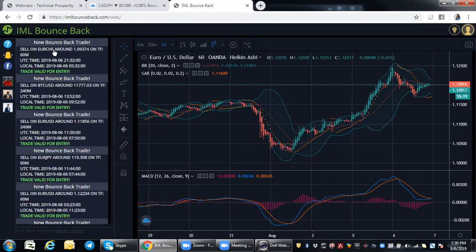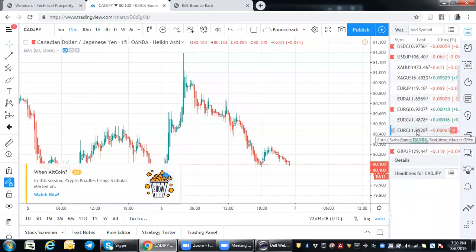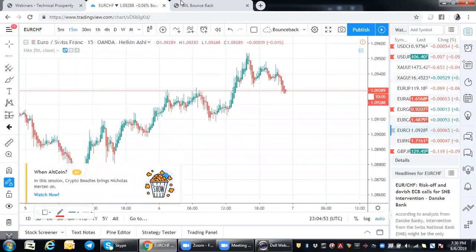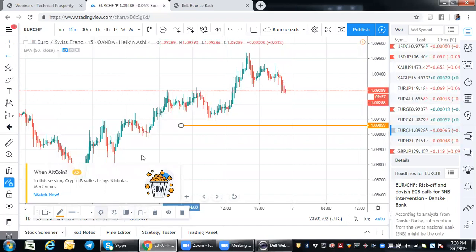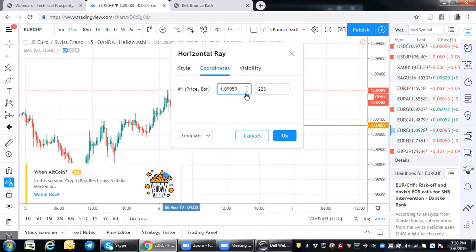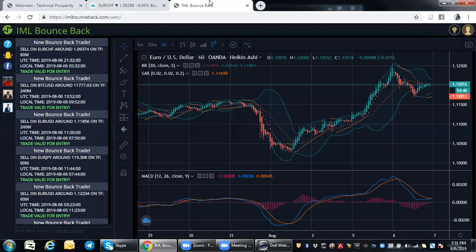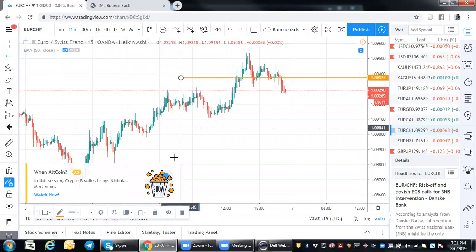We have a sell on Euro CHF around 1.09374. So as you know, we look for that entry first. 1.09374 is the entry that they wanted us to sell, right?